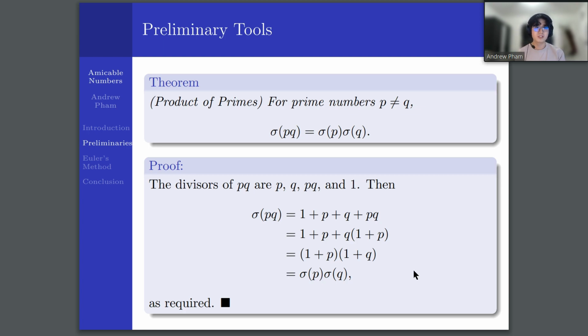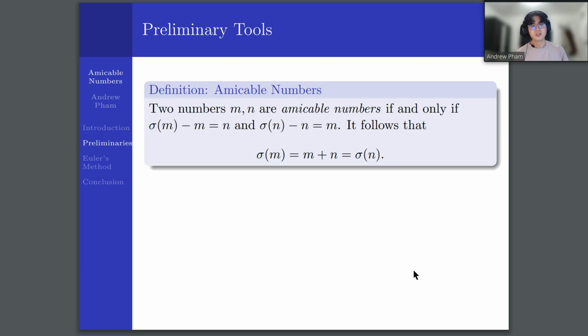Now, with all things considered, we can define what amicable numbers are in terms of the sigma function. Two numbers, m and n, are amicable if sigma of m minus m is n, and sigma of n minus n is m. This is just the math representation of the sum of the proper divisors of the other number. Now if we add m over to this side and n over to this side, we get this nice relation: sigma of m is equal to sigma of n, and both are equal to m plus n.